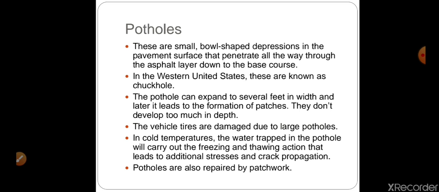Next comes the potholes. These are small bowl shaped depressions in the pavement surface that penetrate all the way through the asphalt layer down to the base course. Until the base course, the depth will go below. In the western United States, these are known as chuckholes, and the pothole can expand to several feet in width, and later it can spread and lead to the formation of patches. They do not develop too much in depth. The vehicle tires can be damaged due to large potholes.